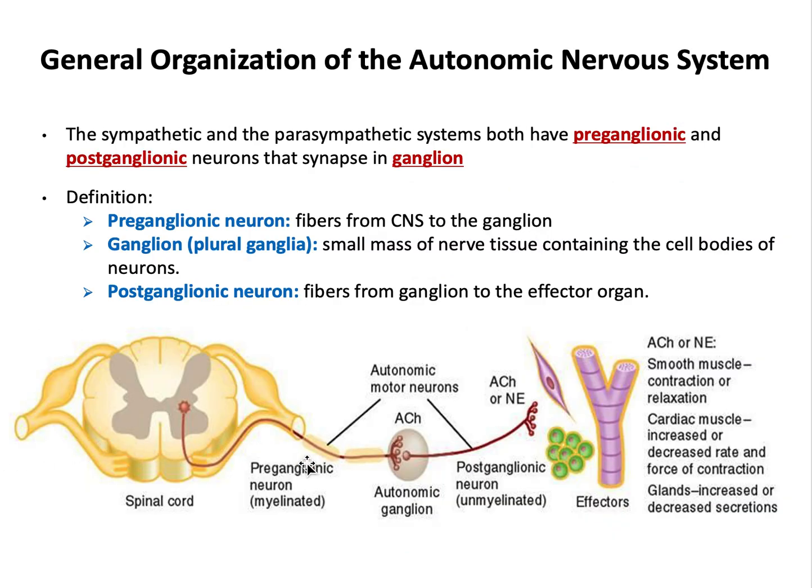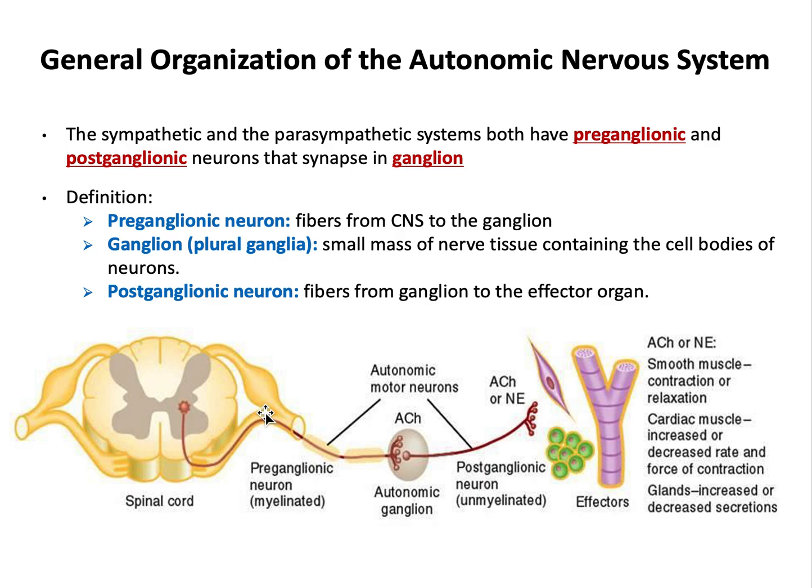Okay. All right, so the general organization for both the sympathetic and parasympathetic divisions of the autonomic nervous system is that we are going to have what's called a preganglionic neuron, and you'll understand why it's called preganglionic in just a second. The preganglionic neurons are going to arise from the spinal cord or from the brainstem, as you'll see in the case of the parasympathetic branch.